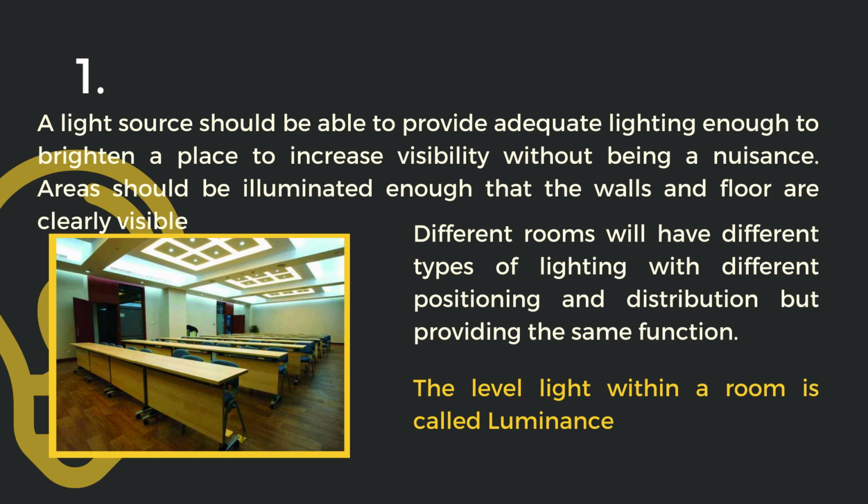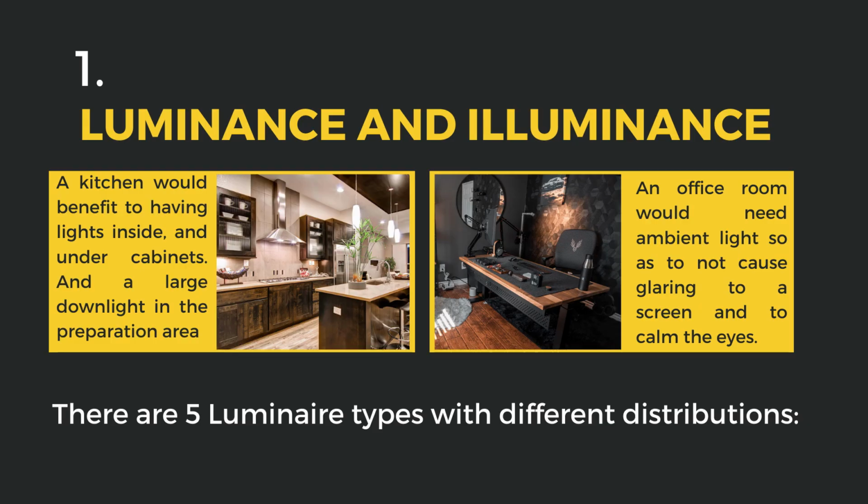The level of light within a room is called luminance and illuminance. A kitchen would benefit from having lights inside and under cabinets and a large downlight in the preparation area. An office room would need ambient light so as to not cause glare on a screen and to calm the eyes.